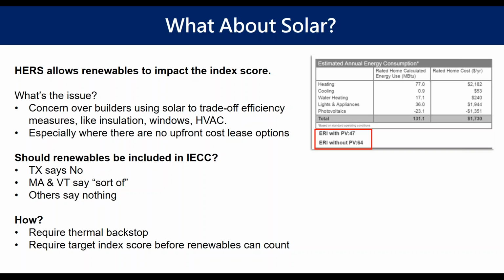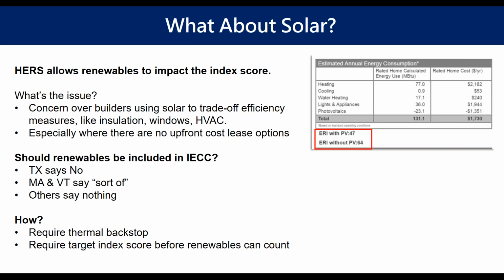Texas said, no, we're not going to allow renewables to be included. Massachusetts and Vermont took kind of a hybrid approach where they said, yeah, we're going to allow renewables to impact the index score, but we're going to limit the impact they can have. And then most of the states have just been silent on it. They haven't made any amendments or changed the provisions of the ERI in 2015. And then the question is how. If we're going to allow renewables to be included within the ERI, how should that be implemented?